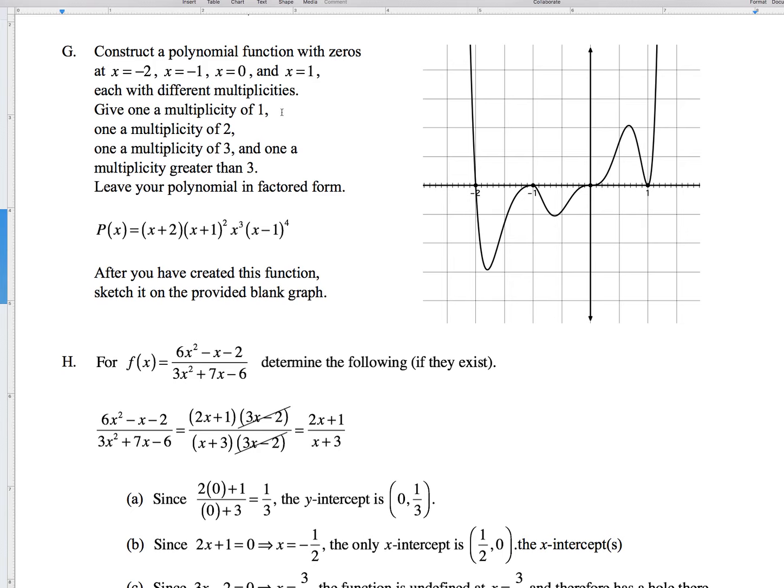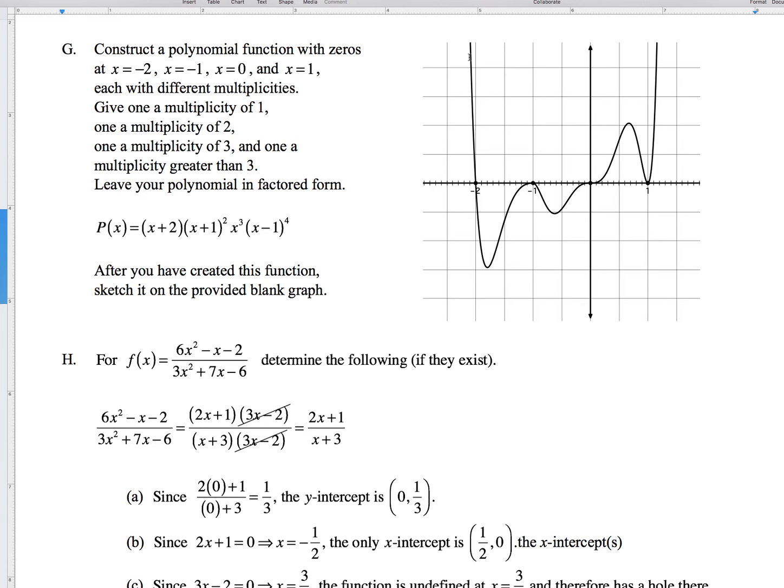Now we're asked to give different multiplicities to each of these zeros: 1, 2, 3, and something greater than 3. So I just put them in order here, 1, 2, 3, and 4, which is greater than 3. And when I drew the function, I just put the 0 here at negative 2, negative 1, 0, and 1. And I didn't worry too much about extreme accuracy.